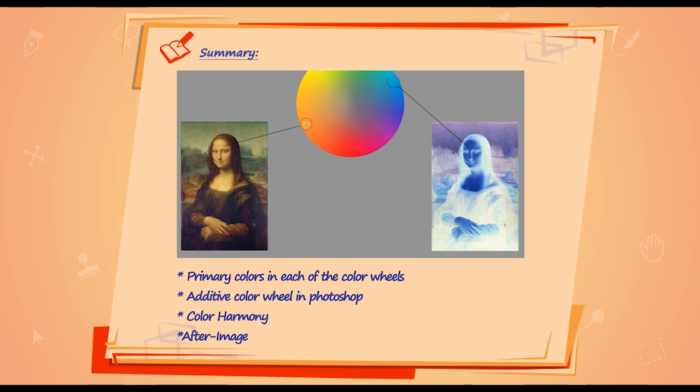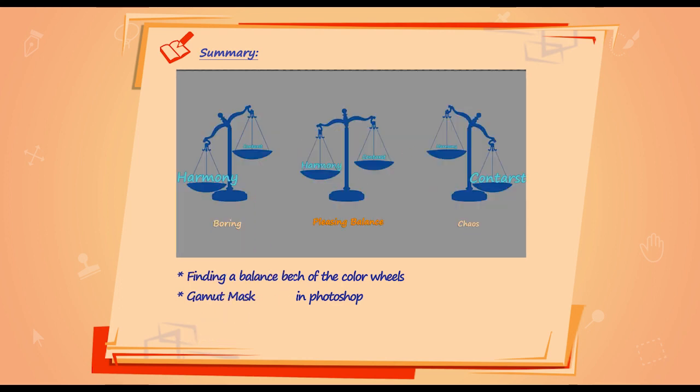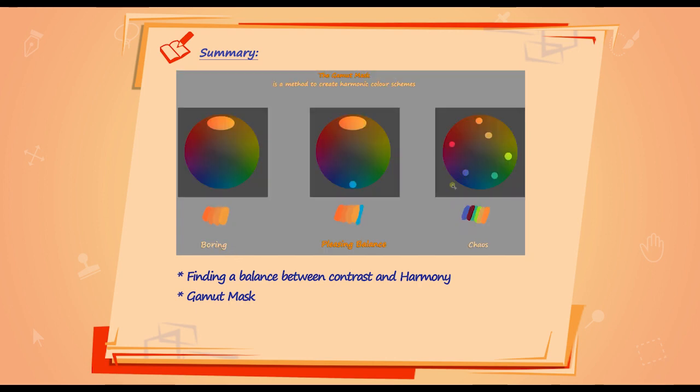I will talk about afterimage, which is very important to help you understand color harmony, and unfortunately it's only available in old books about color. It is missing information in a lot of video courses about color. We will talk about finding a balance between contrast and harmony. I will also talk about gamut masks, which are a way to help you more easily select colors.